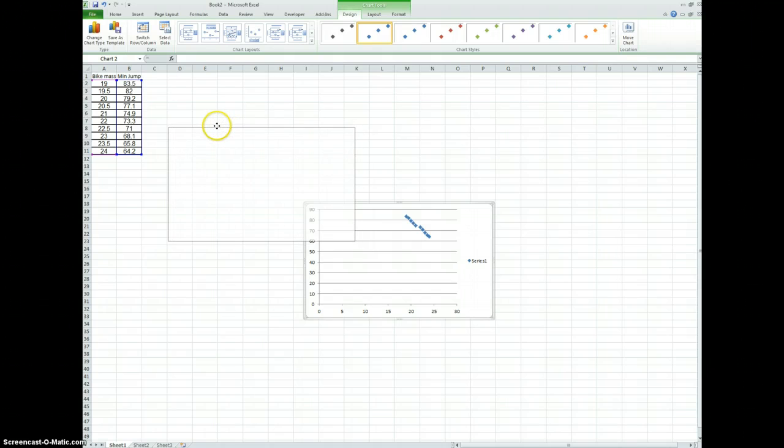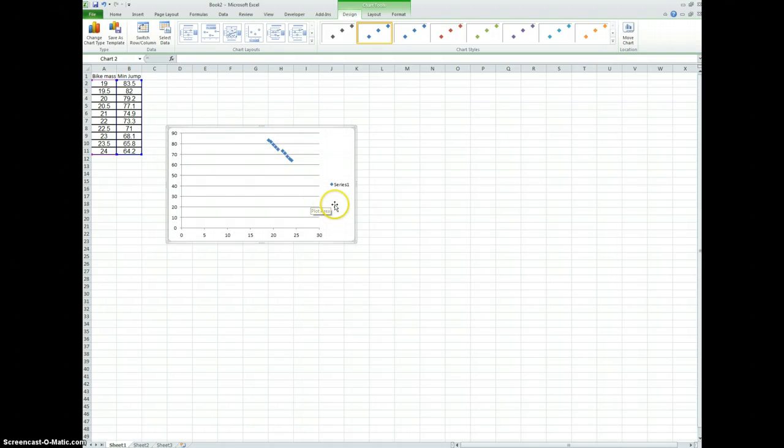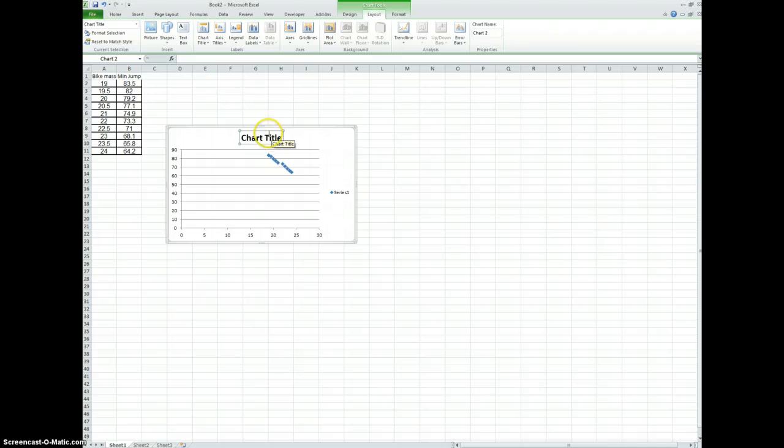Now, this is something you have not made with me before in class, so let's talk about how we can format this. Once we go to layout, we have all kinds of different options. We have chart title. If we click on this, I'll probably want a title above the chart, and I'm going to put in, see, you have to click a few times, BMX jump heights.